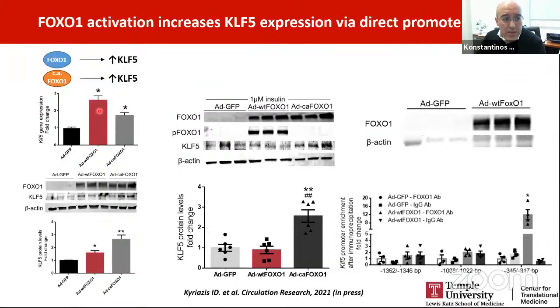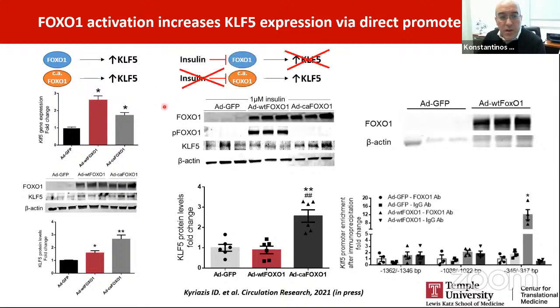And in both cases, it seems like KLF5 is increased, both at the RNA and protein levels. So then we modified the treatment a little bit, and we also added insulin. Insulin activates phosphorylation of FOXO1, which blocks its nuclear translocation. But insulin does not work on the constitutively active FOXO1, because this one is active independent of phosphorylation.